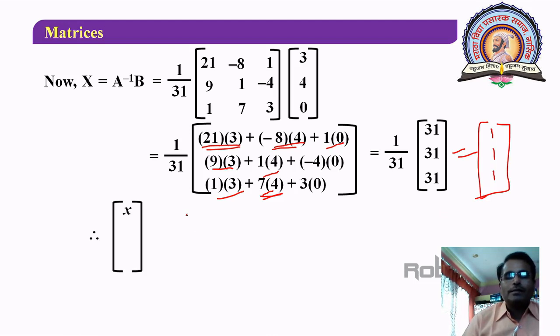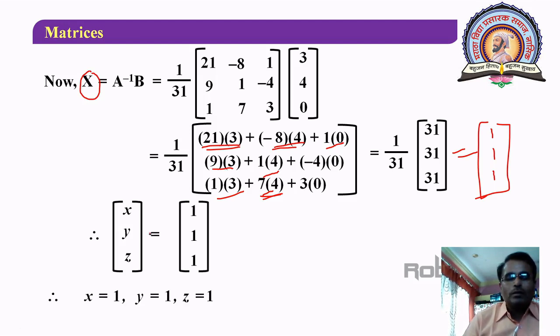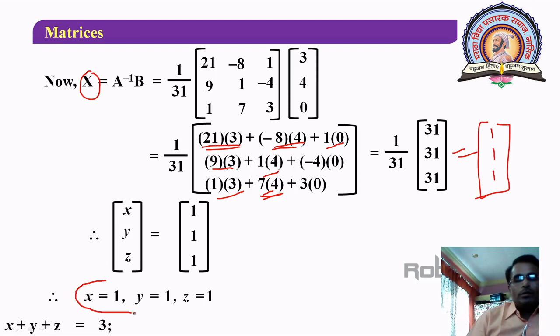So X is nothing but the matrix of variables. We know that it is X, Y, Z, and it is equal to therefore 1 1 1. So 1 1 1 is your required solution. Now if you want to check whether your solution is correct or not, this is the solution we have obtained, and you can cross verify.